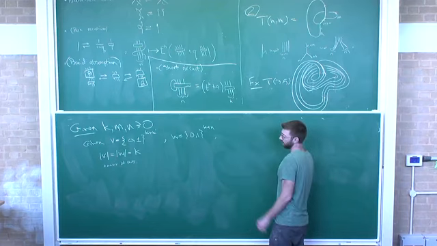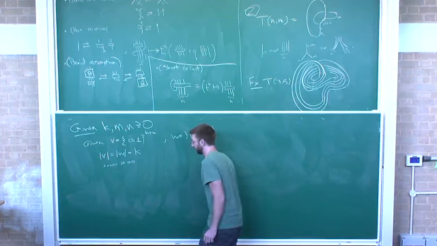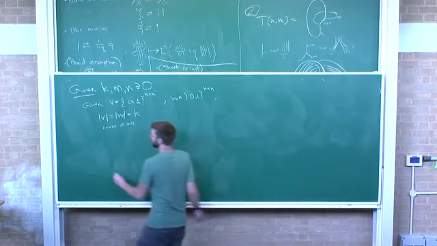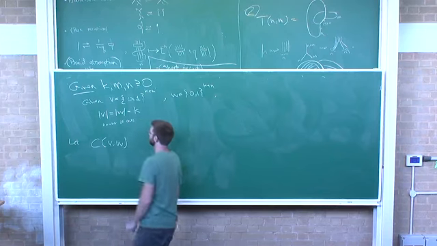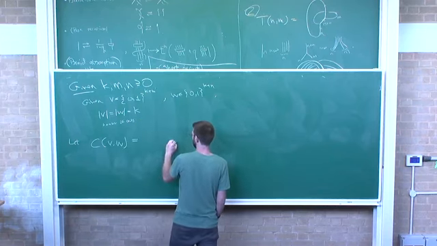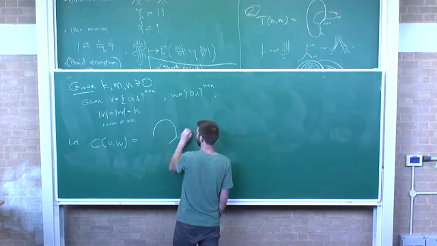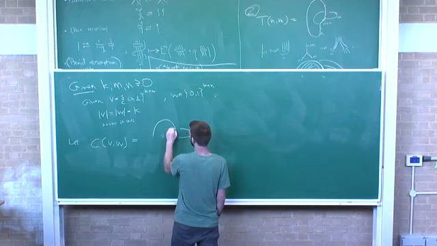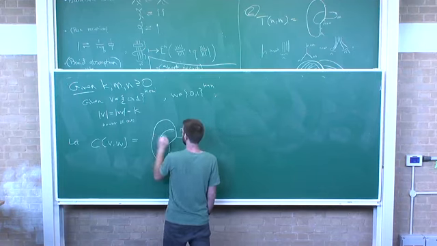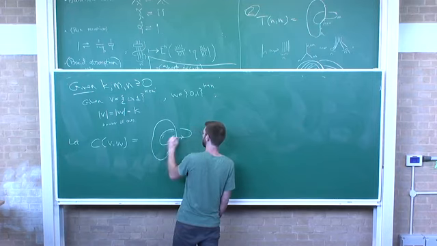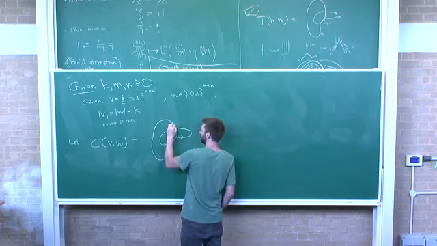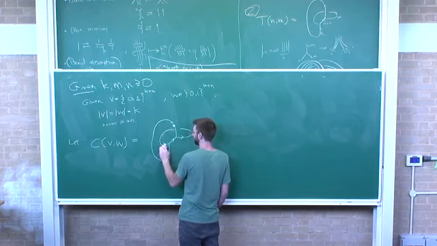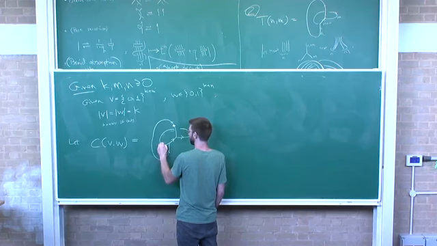So given such data, I will define a diagram. I'll denote it C, V, W. Schematically, this is going to be the same sort of picture, with orientations just like before, except now we have some kind of interruption coming from a box, so I'll draw it this way.